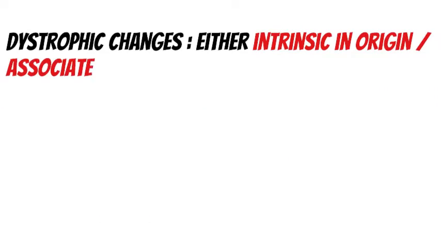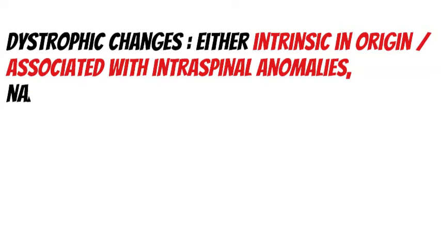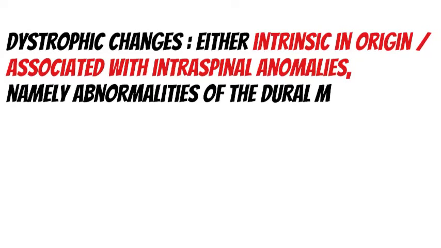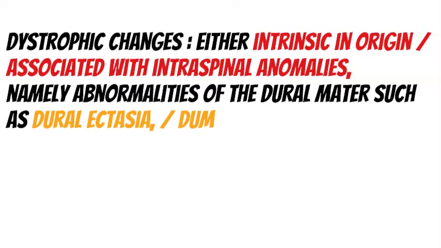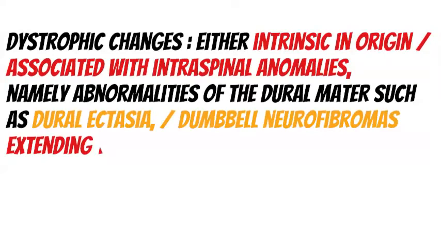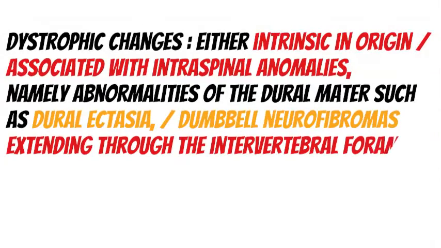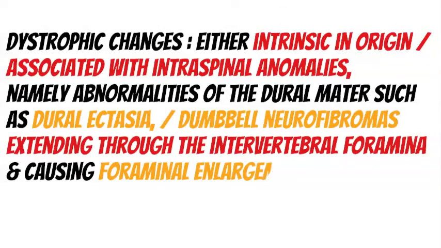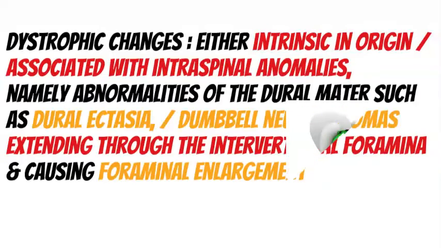Dystrophic changes are thought to be either intrinsic in origin or associated with intraspinal anomalies, namely abnormalities of the dura mater such as dural ectasia or dumbbell neurofibromas extending through the intervertebral foramina and causing foraminal enlargement.